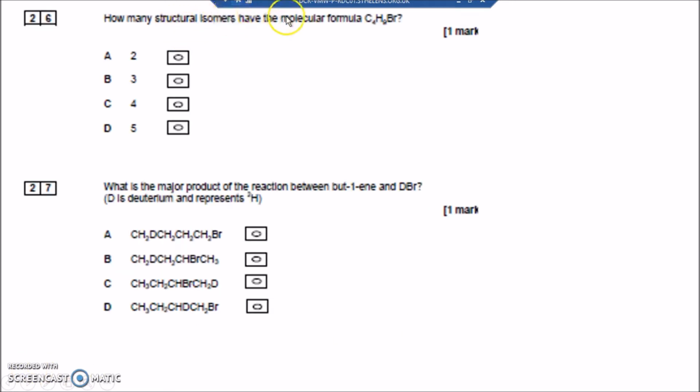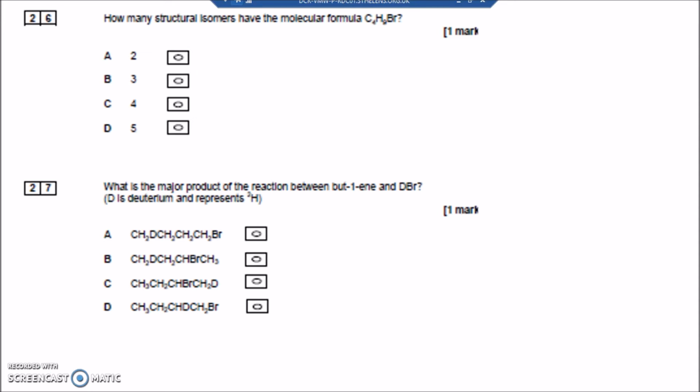Question 26. How many structural isomers have the molecular formula C4H9Br? So what you've got is butane, or you could shorten the chain. Butane to start off with, let's say, with a Br. So where could the Br be on butane? It could be at carbon number 1, or it could be at carbon number 2 to make 1 bromobutane or 2 bromobutane. 3 bromobutane is the same as 2 bromobutane, just labelled from the other end, and 4 bromobutane is the same as 1 bromobutane, just labelled from the other end. So I've got 2 from a butane chain.